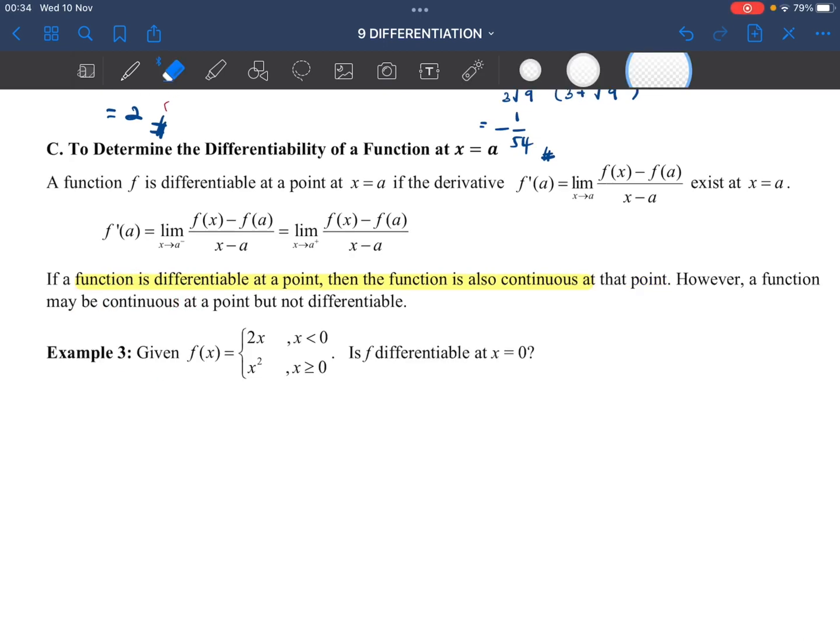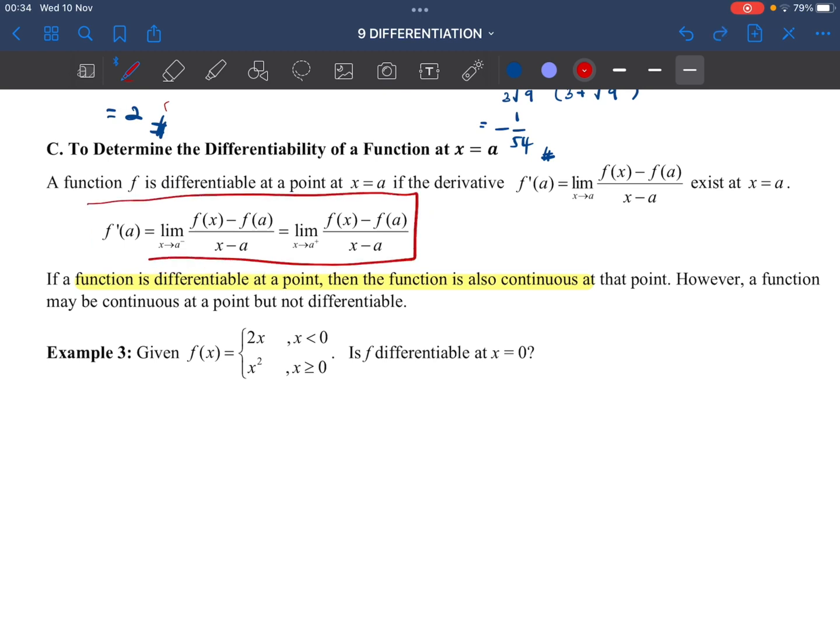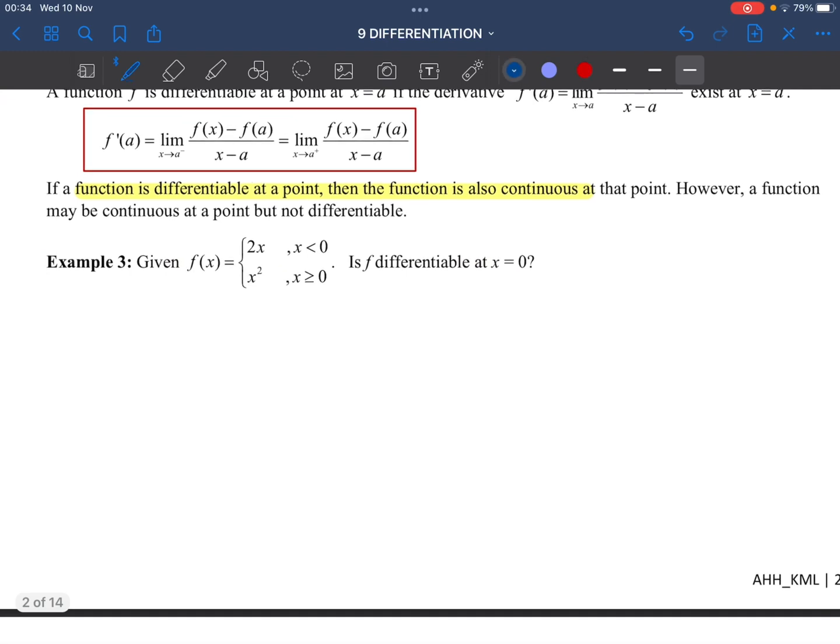Okay, so how to determine a differentiability at a point? So we have to determine limit x approaches to a from left hand side, left-sided limit is equals to limit from the right. Okay, so we have to use this formula basically. Okay, we still have to prove the right-sided limit is equals to left-sided limit. So the same thing as continuity sebenarnya.